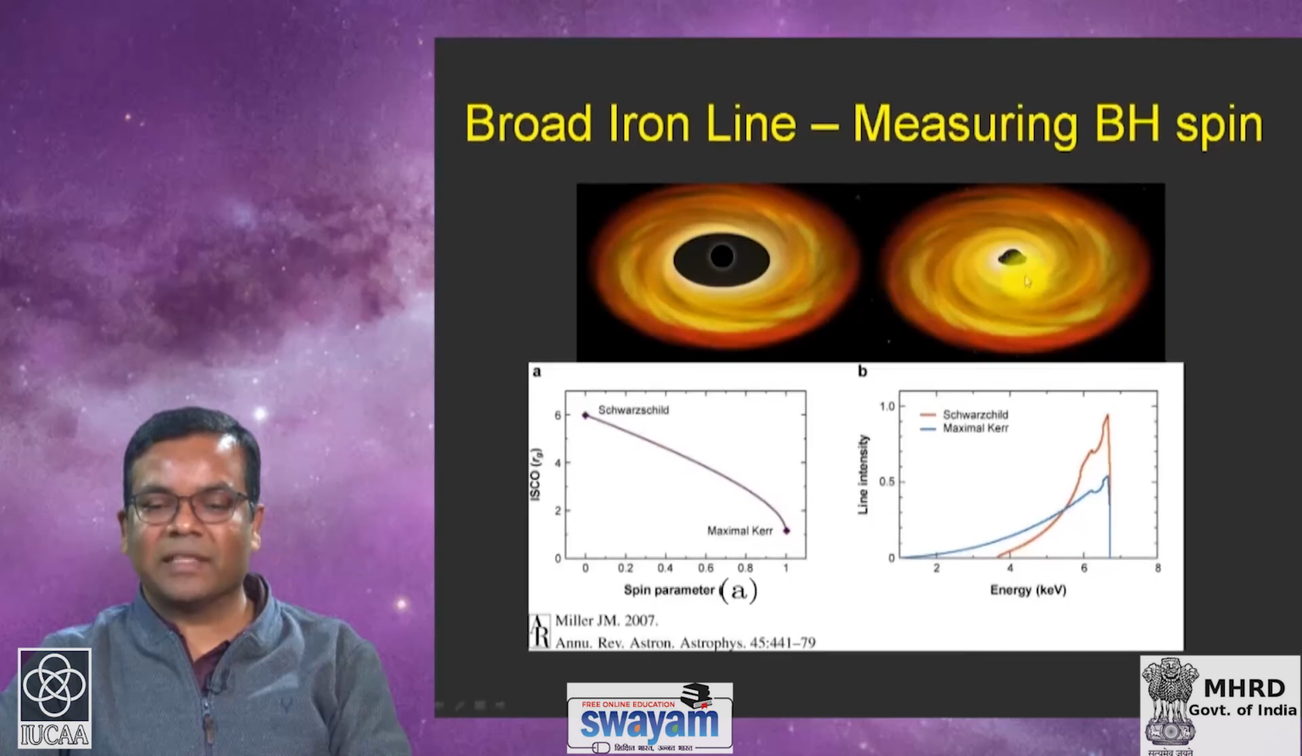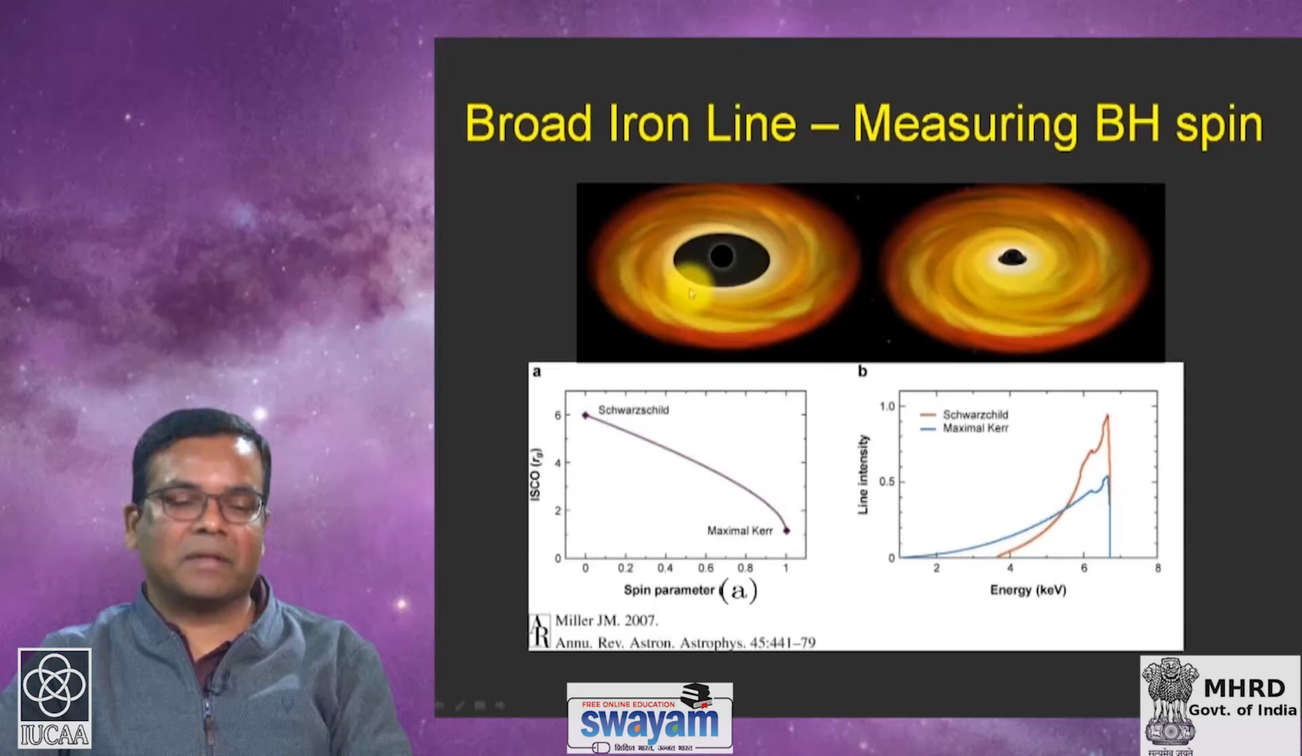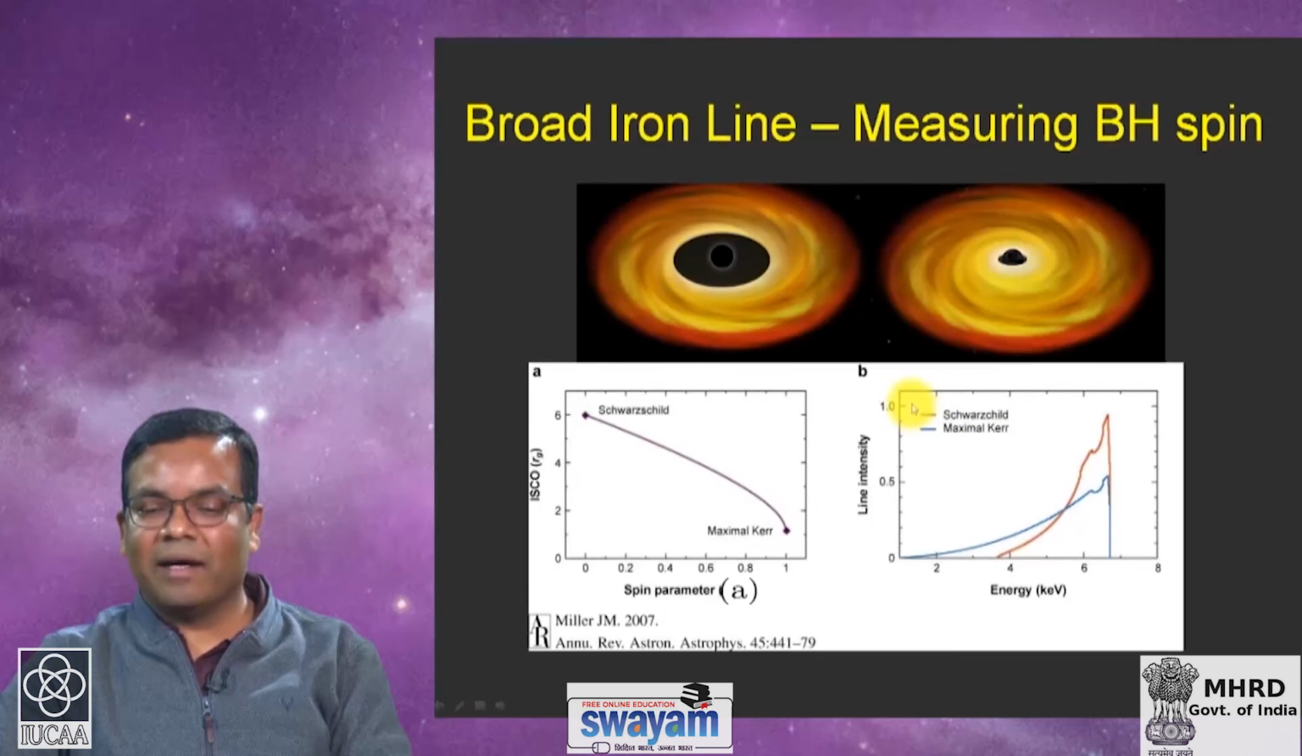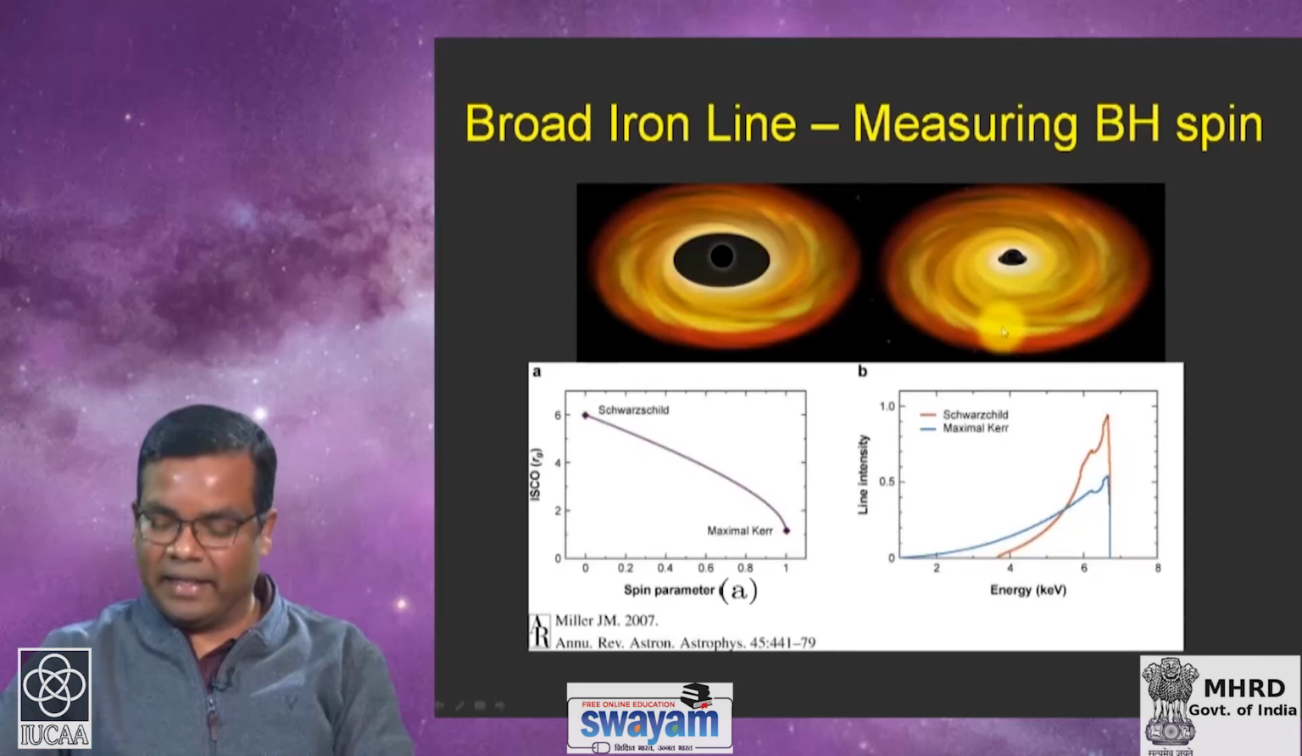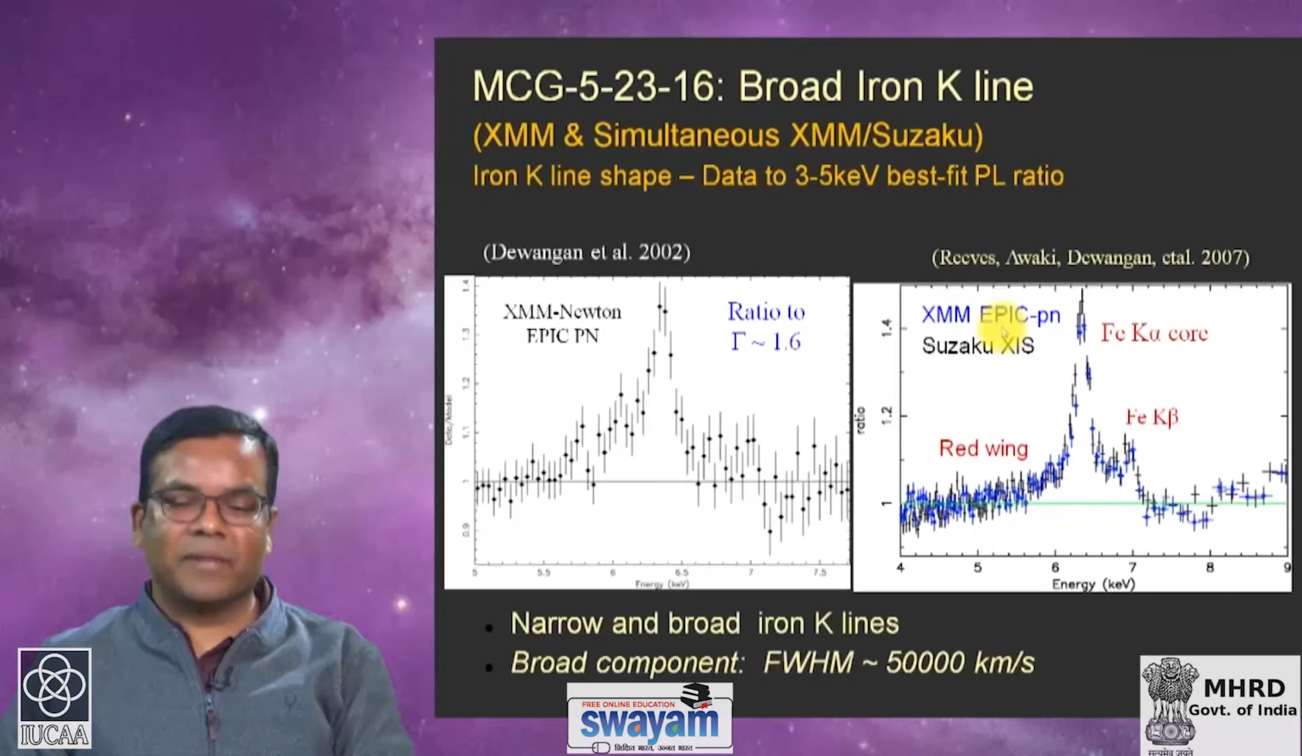So, the line emission you expect from even more innermost regions, and therefore, broader line emission compared to the line from around a Schwarzschild black hole. So, by using the red wing of the broad iron line, one can actually measure the spin of the black hole, and that has been done for a number of objects.